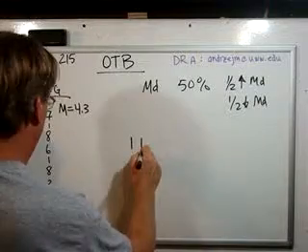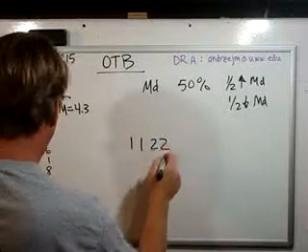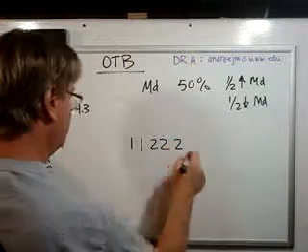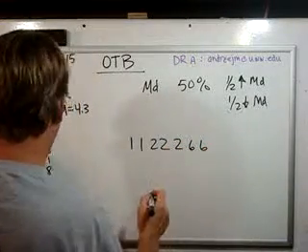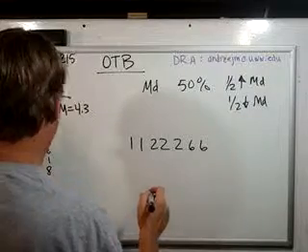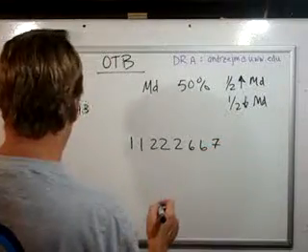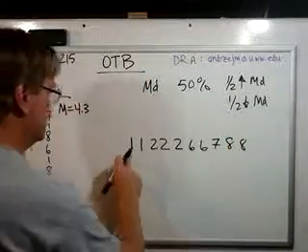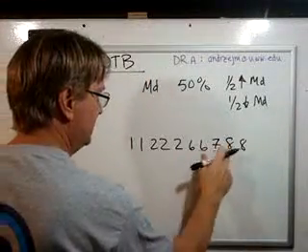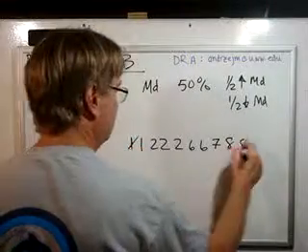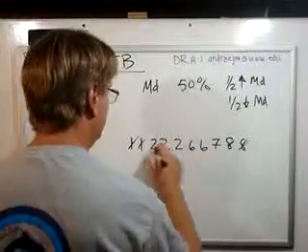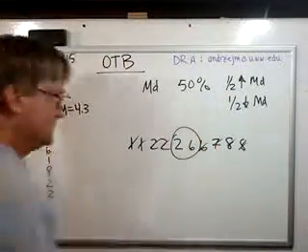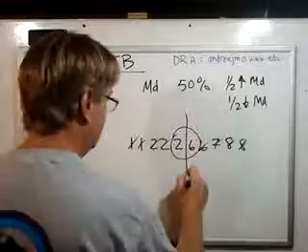So we've got a 1, a 2, another 2, and another 2, and we've got a 6, and a 6, and we've got a 7, and an 8, and an 8. So there are our 10 scores lined up from smallest to largest. 1, 2, 3, 4, 5, 6, 7, 8, 9, 10. And then we're just going to count from the outside in. 2, 3, 4, and this is our median, or somewhere in between here is our median.